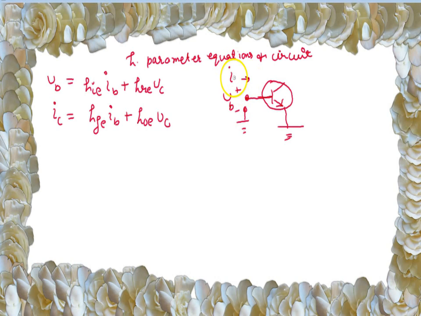And IB is shown always as the inward current, and collector current is again inward by a convention, and this is a collector voltage here. So there are four variables: VB, IB, VC and IC. By conventions all the signs are chosen. Okay, this is a conventional diagram.